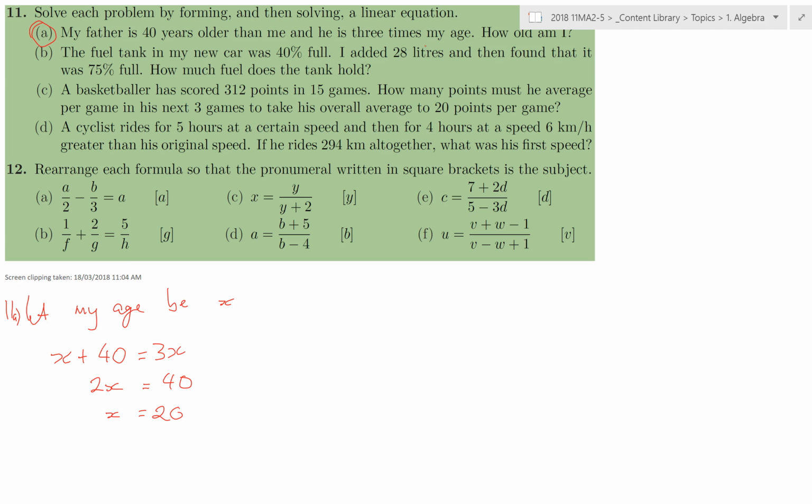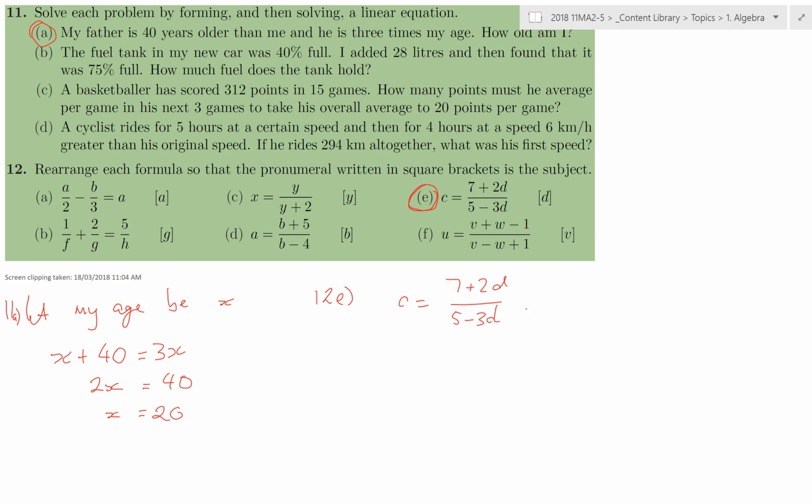Now let's look at something here. Let's look here at 12e. Okay, we've got a certain amount of complication going on here. 12e, I need to make d the subject of that equation. That's a bit tricky because not only do we have fractions, I've got d in the numerator and the denominator, and it can't be cancelled. Right, so I end up with this thing. C equals 7 plus 2d over 5 minus 3d.